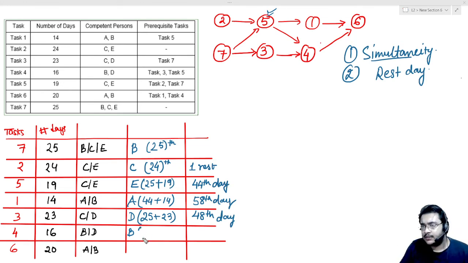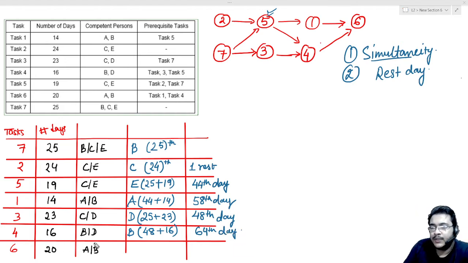In other words, you can just add 48 plus 16. So let's add that. 8 and 6 is 14, carry 1, 4, 1, 5, 1, 6. So this is till the end of the 64th day. Now between A and B, which one will you pick? Now you are very much constrained between A and B. Which one will you pick? If you pick B, B will come with 7 days of rest. So I don't want to take B, I want to take A.